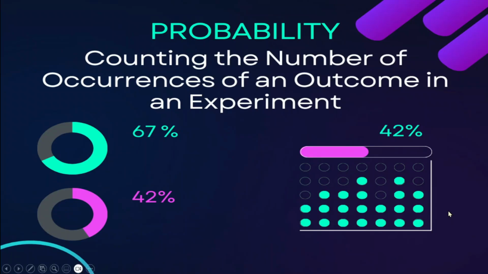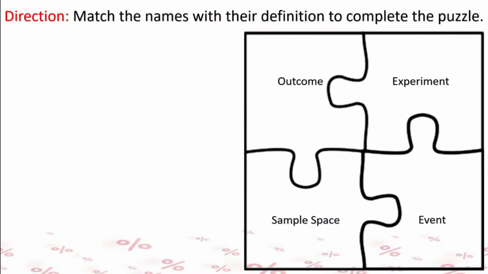Okay, class, for those who have just finished the terminologies about probability, the next topic that we are going to talk about in relation to probability is counting the number of occurrences of an outcome in an experiment. And before we get into the topic itself or its application, let us have a quick review of the previous presentation, which is about the terms or terminologies surrounding probability.